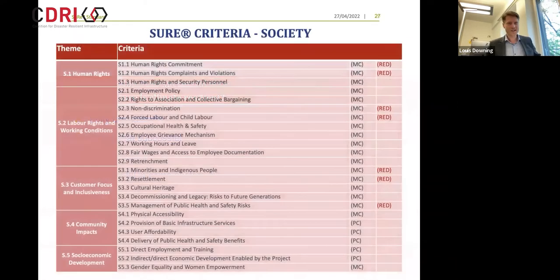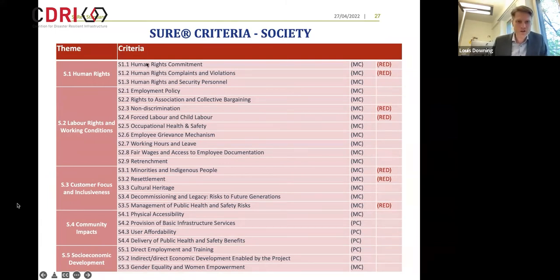All right, let's move on to the society dimension. So we've got 5 different themes here: human rights, labour rights and working conditions, customer focus and inclusiveness, community impacts and socio-economic development.